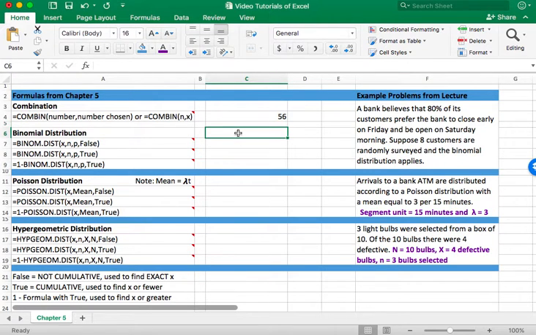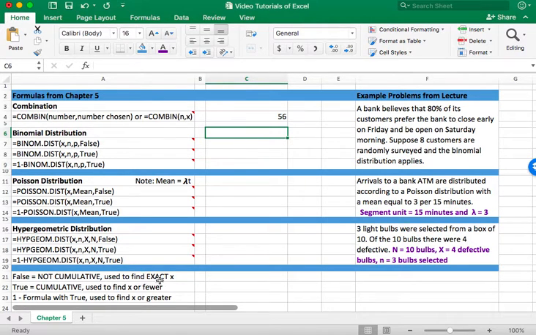Let's move on to the binomial distribution. Here you'll see that there's 3 types of formulas that we can use that will let us figure out the binomial distribution of a variety of scenarios. So it starts with binomial distribution, and you're looking for an x, an n, a p, and this last part will determine whether your data is cumulative or not.